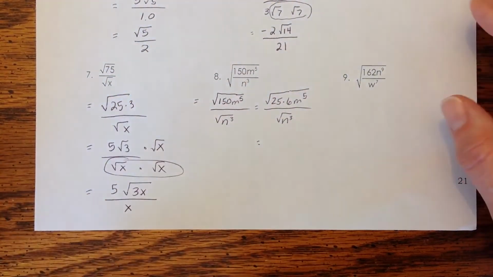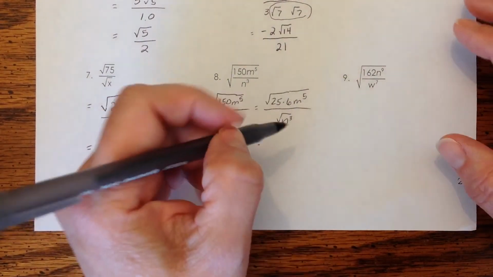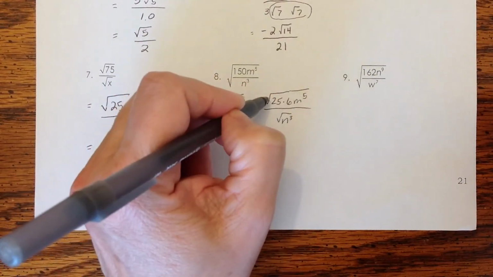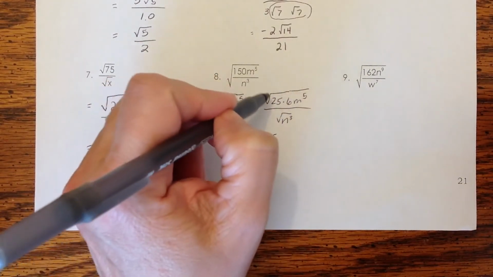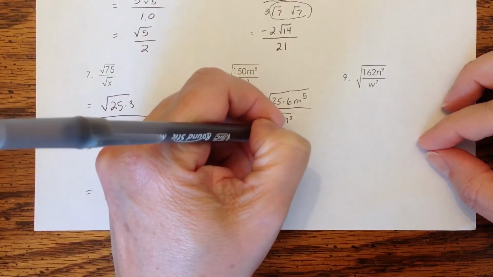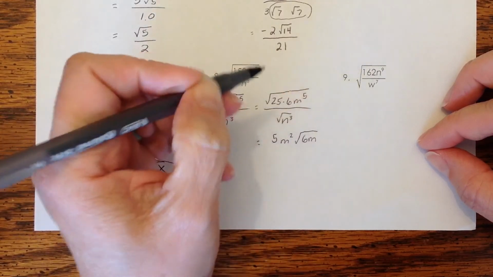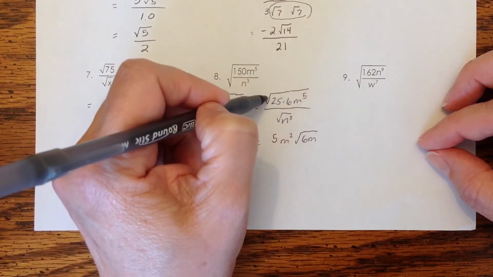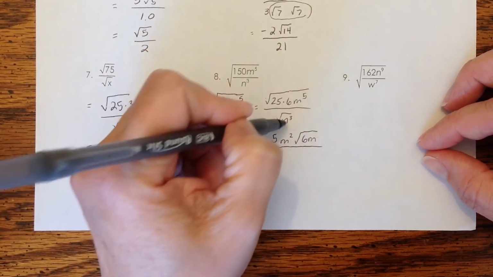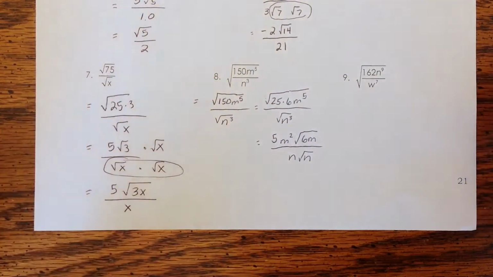Now I'm going to continue simplifying my radicals. So the square root of 25 is 5. This power here is bigger than my index, so I need to divide. I need to see how many times 2 goes into 5, twice. So I get an m squared out. All that's left behind is 6m, because 5 divided by 2 would be 2 with the remainder of 1. Over the bottom, 2 into 3 is 1, with 1 left behind.